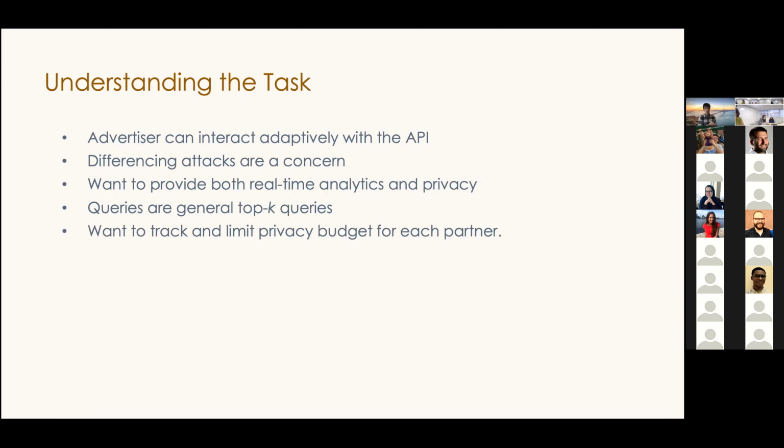Okay, so the task here is that an advertiser is going to be able to interact adaptively with the API. And this makes things like differencing attacks a real concern: what are the top articles being viewed among all CEOs in the US, followed by what are the top articles being viewed among all CEOs in the US except at LinkedIn. You can take a difference and identify what articles the CEO of LinkedIn was looking at. And note that thresholds or anything are not going to help you.